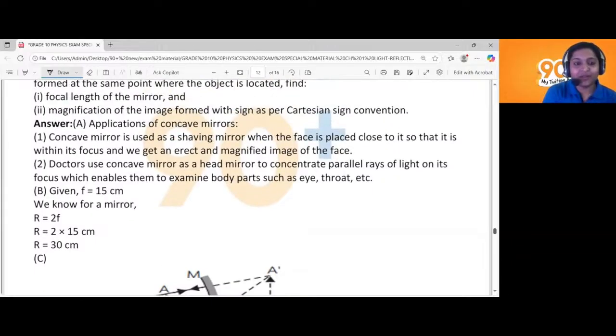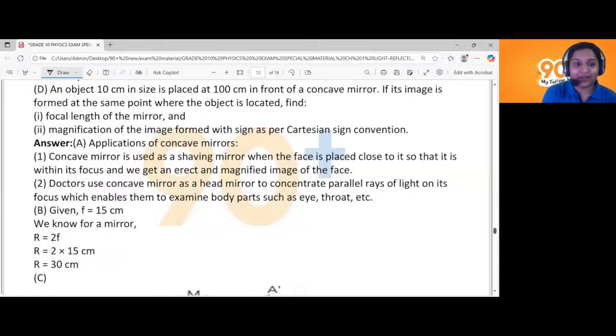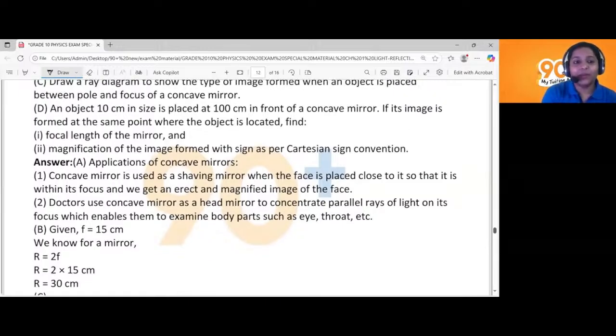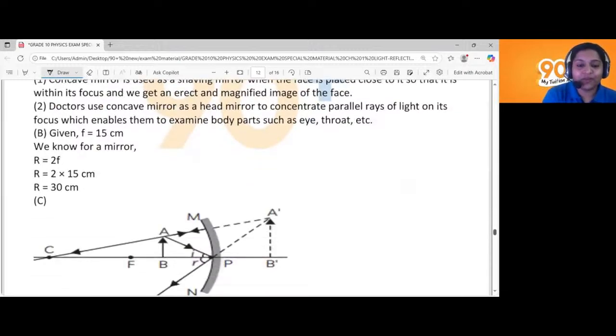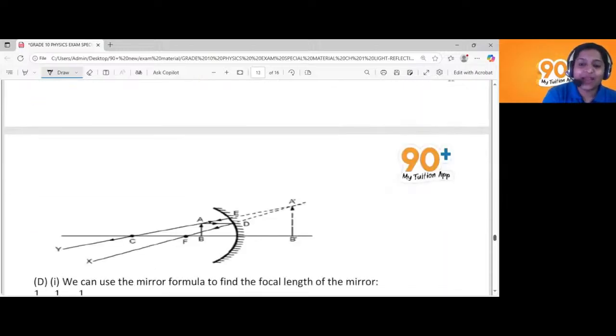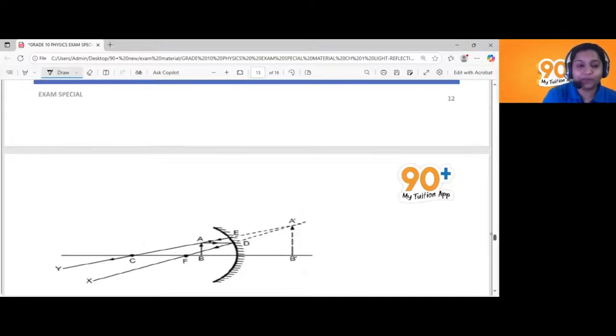So when you get a question, read the question 2 times. Sometimes the answer will be very easy. Draw a ray diagram. Repeated question. Draw a ray diagram to show the type of image formed when an object is placed between the pole and focus of a concave mirror. Same question. You can draw any one method about the ray diagram formation when you keep an object between the pole and focus.